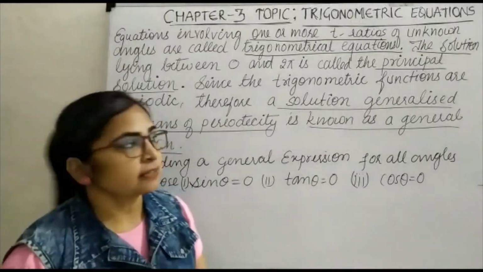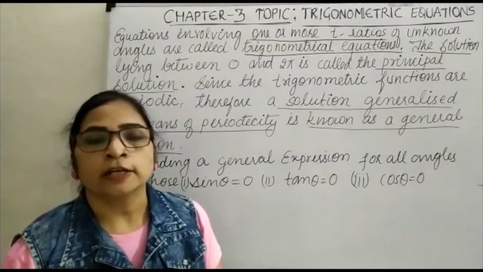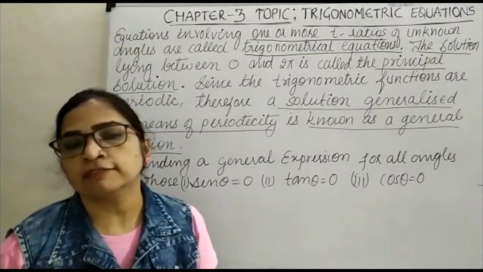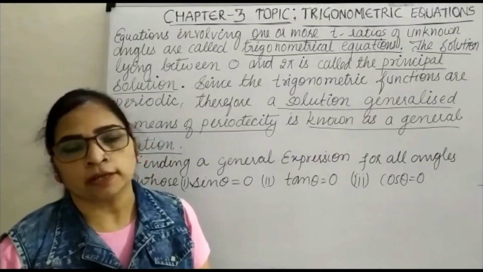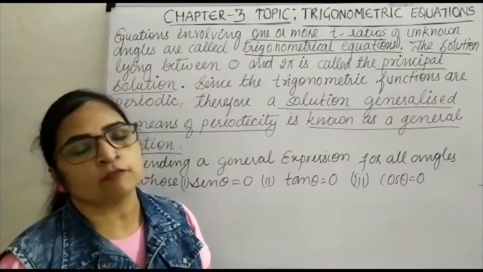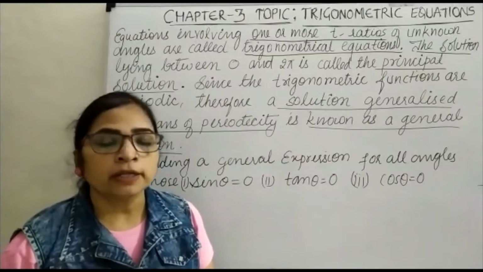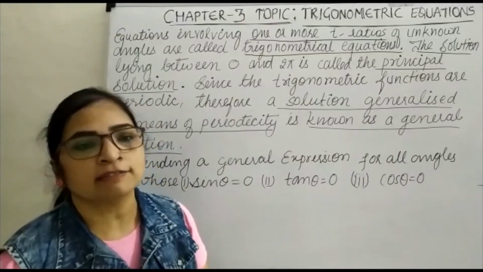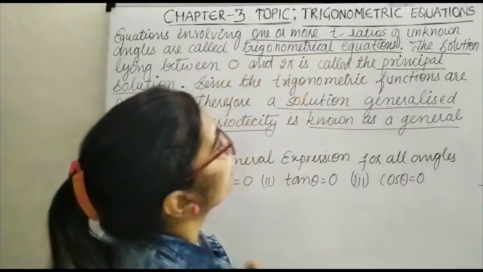Welcome to Chapter 3. We are here to see trigonometric equations. Now let us understand what trigonometric equations are. Equations involving one or more t ratios of unknown angles are known as trigonometrical equations.